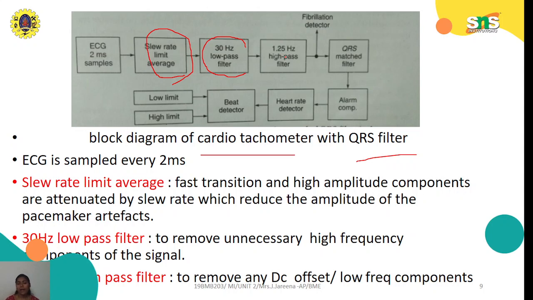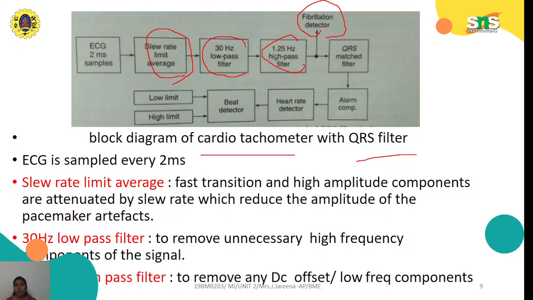So moreover, 80 to 90 percent of possible artifacts are removed with the help of these three main blocks: slew rate limit range, 30 hertz low pass filter and 1.25 hertz high pass filter. And you have the fibrillation detectors. Here you know what is the reason for the fibrillation detectors.